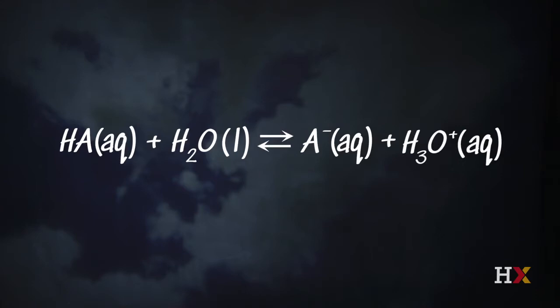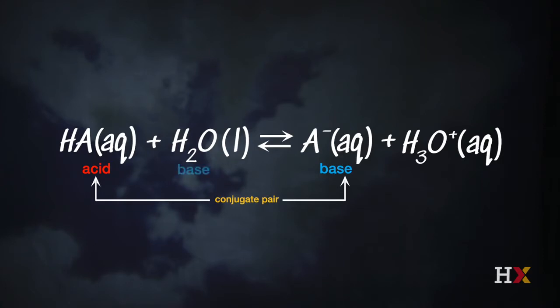So we start with our acid, and we pair this up with the conjugate base. So in this case, we link the HA to the A- anion. So we have our acid and our conjugate base. And then in this case, water is the base, and it pairs up with the H3O+, which is the conjugate acid.